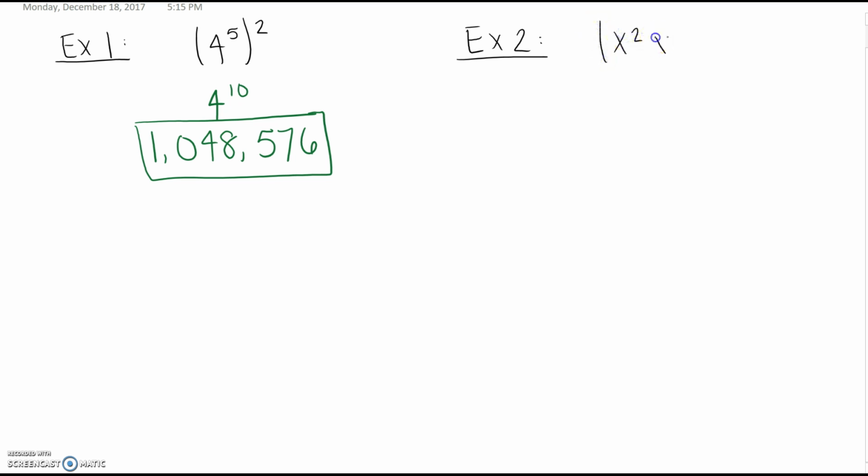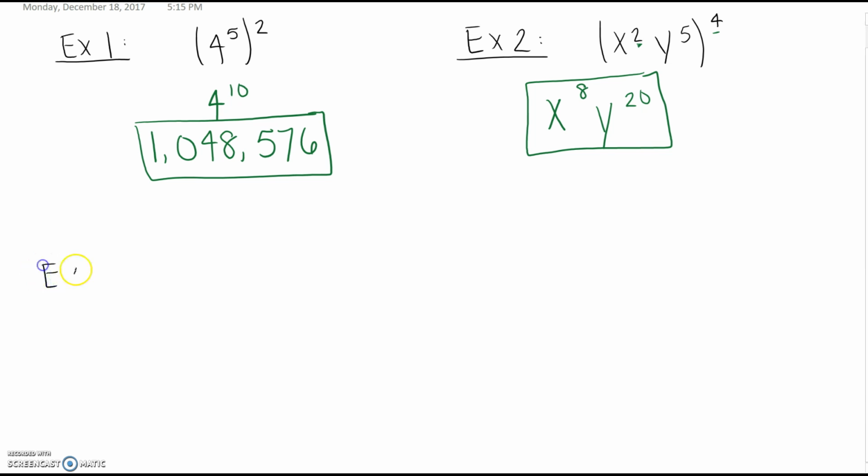Example 2. X squared y to the 5th all to the 4th. So this is another power to a power property. We're going to take our 2 and multiply it by 4. So this will be x to the 8th and then y to the 20th.